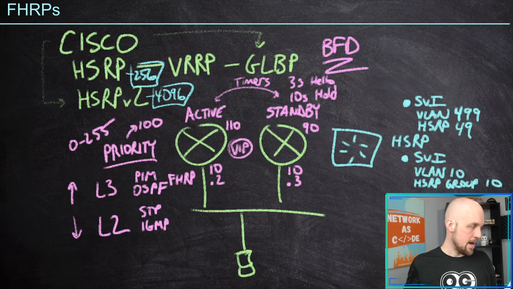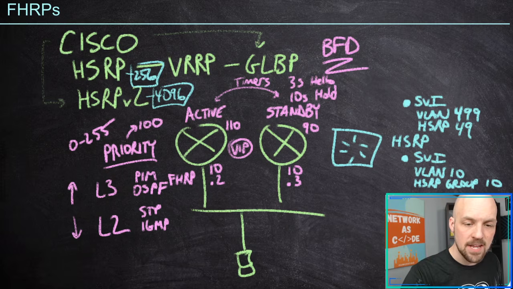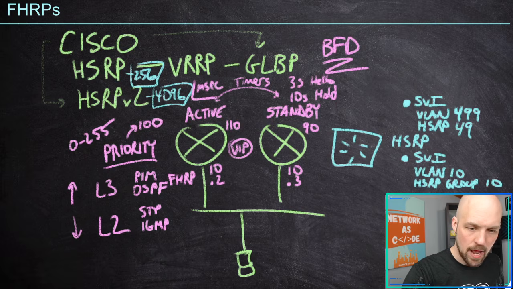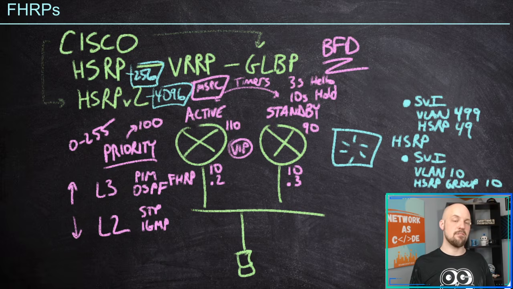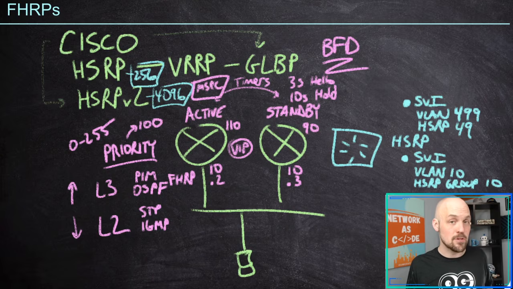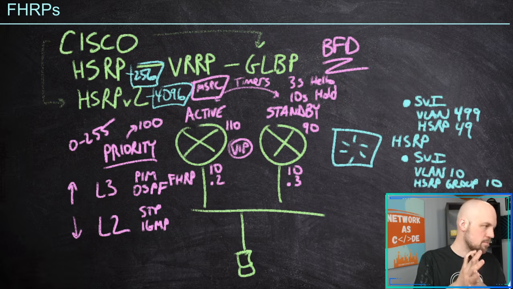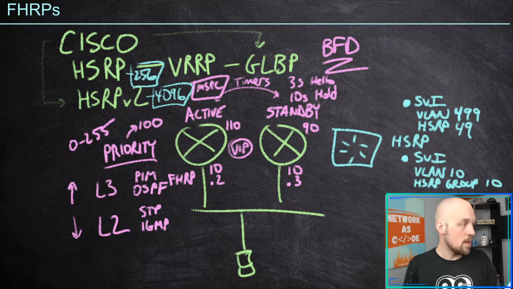Now, worth mentioning, by the way, millisecond timers. So we're not talking BFD now, we're talking about native HSRP. We have to have HSRP version 2. If we don't have HSRP version 2, we can't do millisecond timers. All right, I had that in my notes, so I just wanted to toss that out there.